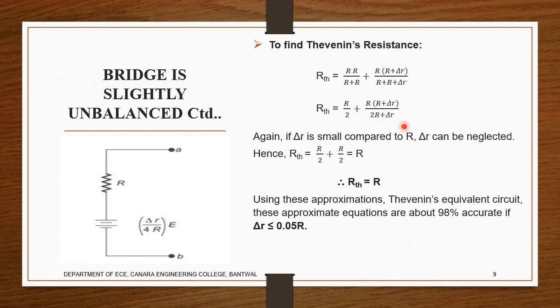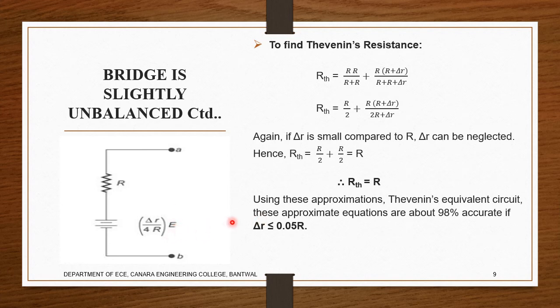So what am I considering? I am considering neglecting delta R. So what will it be? R by 2, with delta R neglected, 2R divided by 2R here. So Thevenin's resistance is RTH equals R. But what is ETH here? ETH is E into delta R by 4.